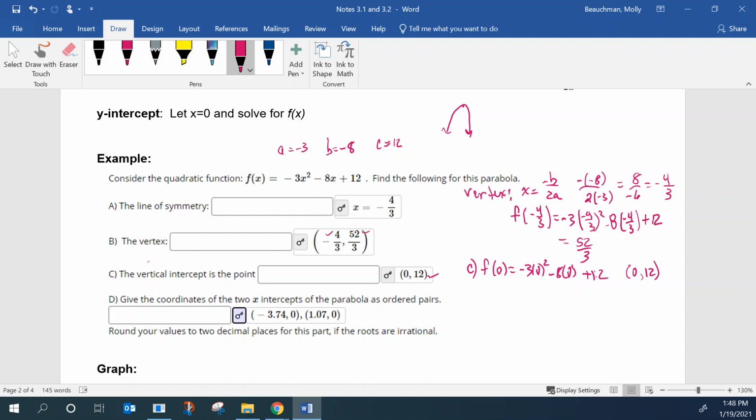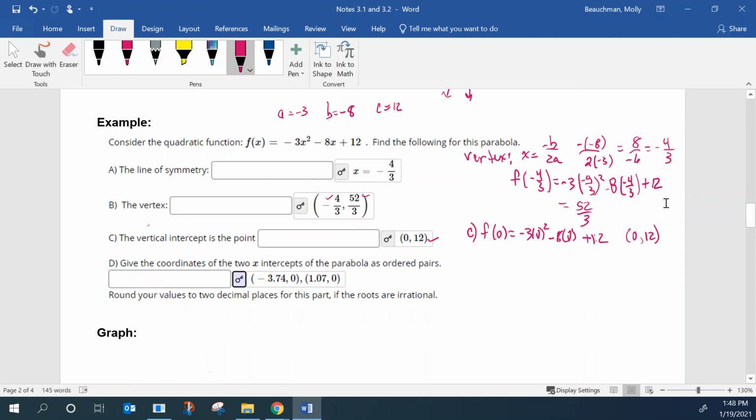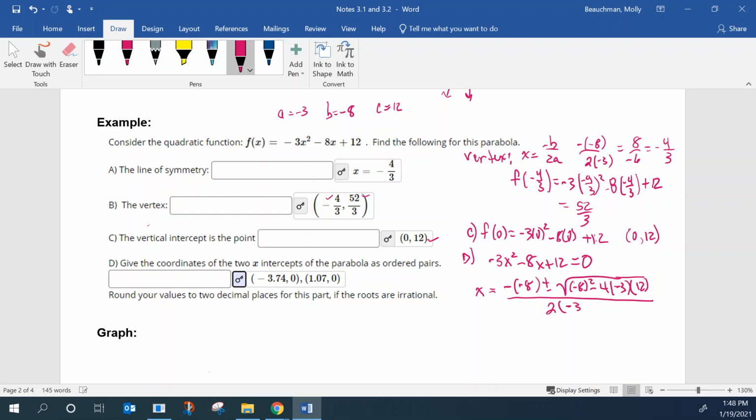Horizontal intercepts mean we take our function and set it equal to 0. So for part D, we take our equation, negative 3x squared minus 8x plus 12, and set it equal to 0. That's not factorable, so we're going to use the quadratic formula. x equals negative b, which is negative 8, plus or minus the square root of b squared, that's negative 8 squared, minus 4 times a, which is negative 3, times c, which is 12, over 2 times a, which is negative 3.